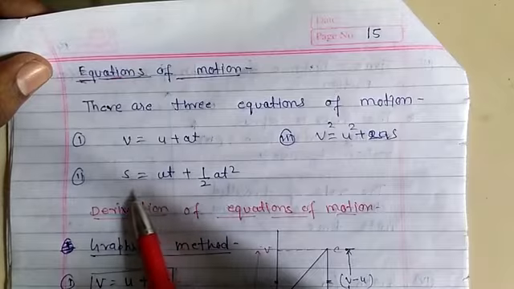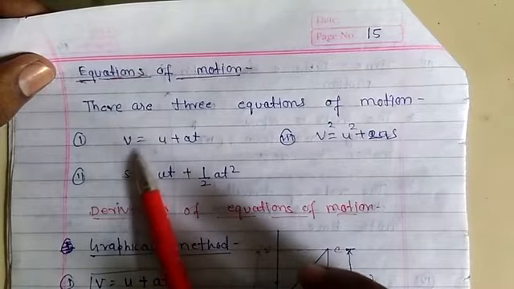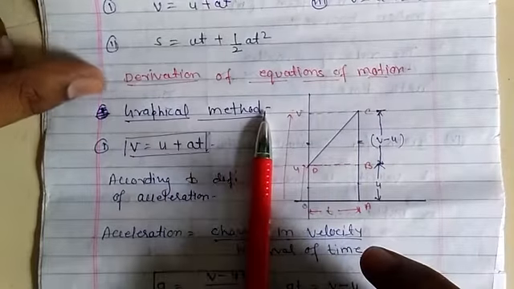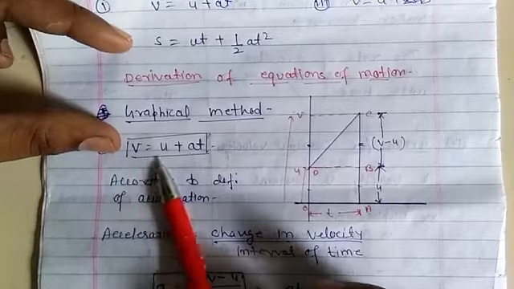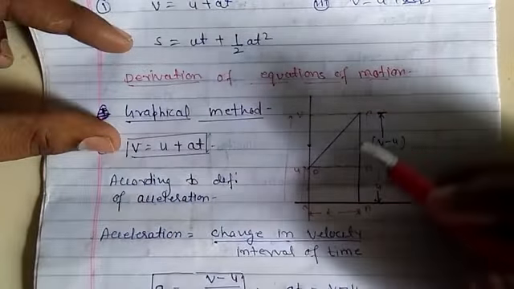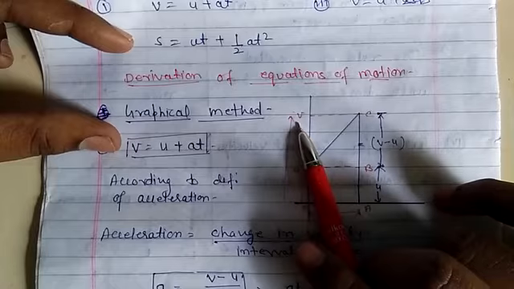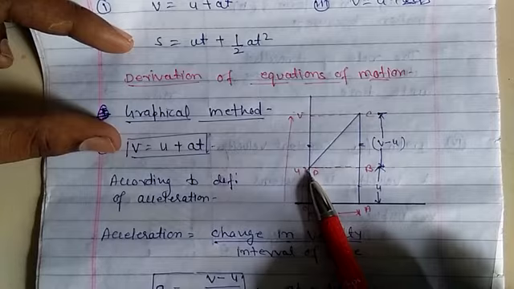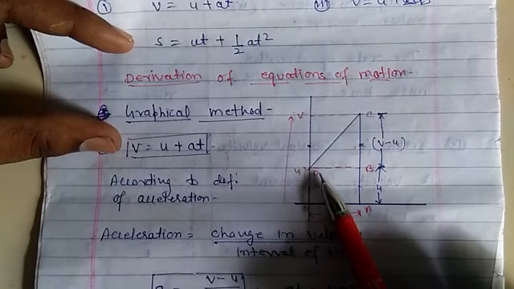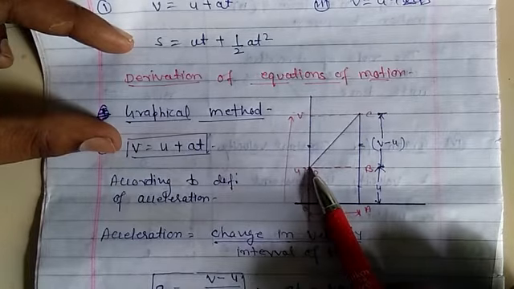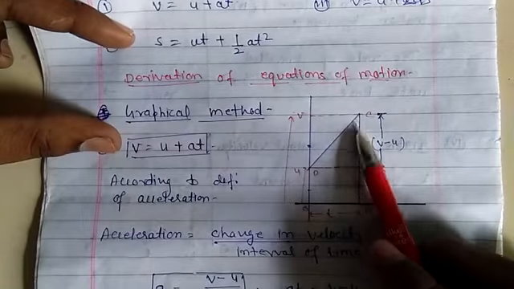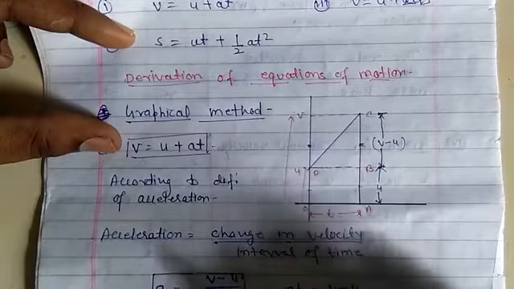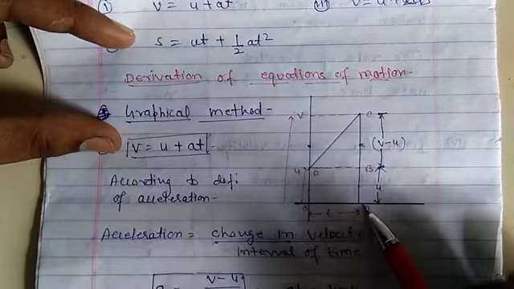t is the interval of time, u is the initial velocity, v is the final velocity. In the derivation of the equations of motion by the graphical method, the first equation is v equal to u plus at. We will plot a graph between velocity and time, and consider u as the initial velocity at t equal to 0, and this object is moving along a straight line with uniform acceleration. Then we will get the straight line CD, in interval of time t.